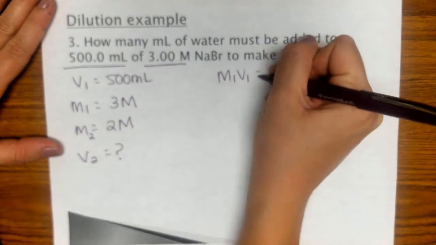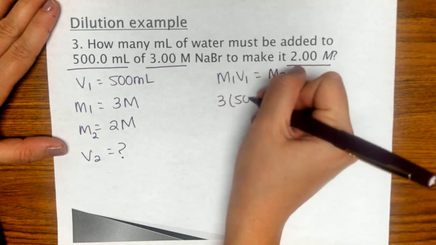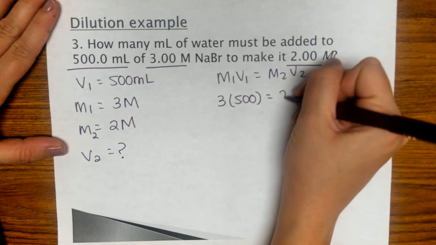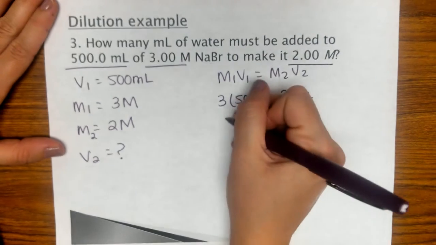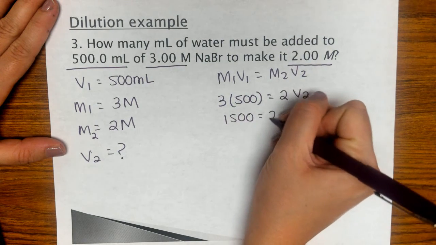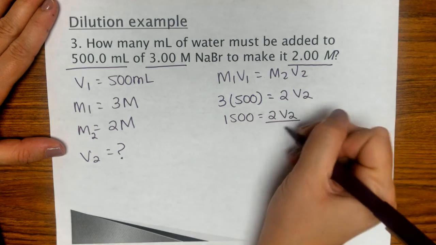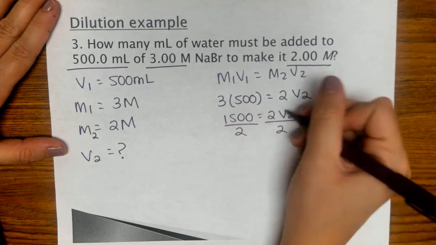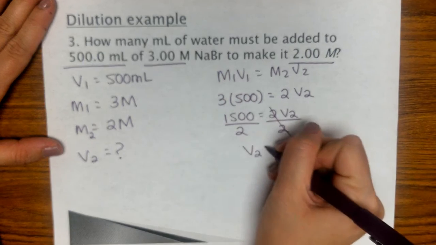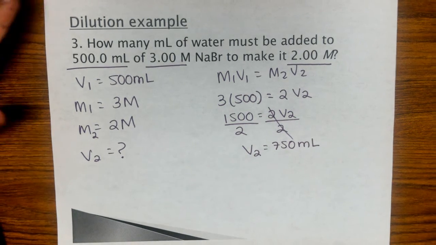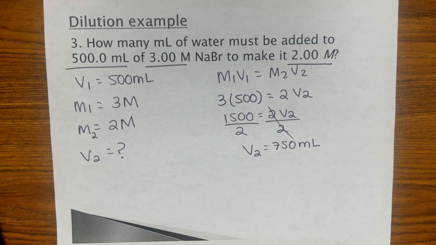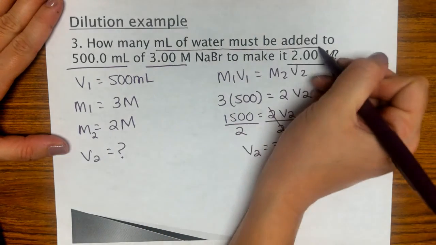M1 V1 equals M2 V2. M1 is 3 times V1 is 500 equals M2 is 2 times V2. 3 times 500 is 1,500 equals 2 times V2. Divide each side by 2. That cancels out. V2 is 750 milliliters. Now, I'm not done, because the problem didn't ask for what's the new volume. It wanted to know how many milliliters of water were added.